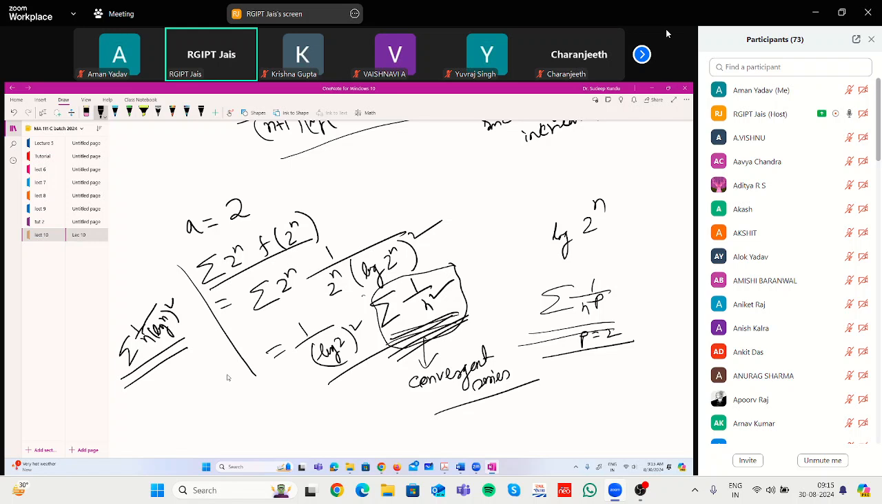There are other tests also, but mainly these 5 tests. One is the comparison test, which we have studied, everything for sequences of positive real numbers. Then the limit form, then D'Alembert's ratio test, then Cauchy's root test, and then Cauchy's condensation test. For each test, we have already seen some examples, right?